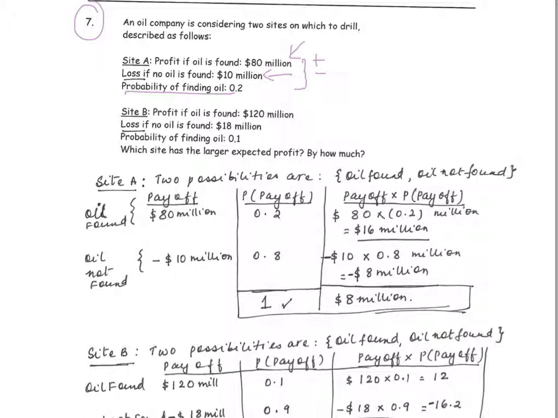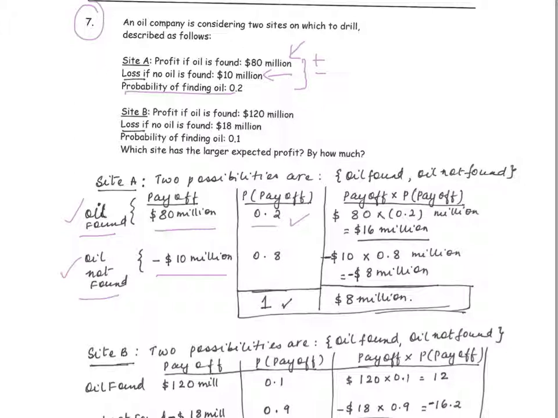So there are only two possibilities. Either oil is found or oil is not found. We know what the probabilities are for finding oil. And 1 minus that, so 1 minus 0.2, which is equal to 0.8, is the probability that the oil will not be found. For each case, there is a payoff in terms of profit. If oil is found, the payoff is $80 million. If oil is not found, the payoff is a loss, which means a negative $10 million.